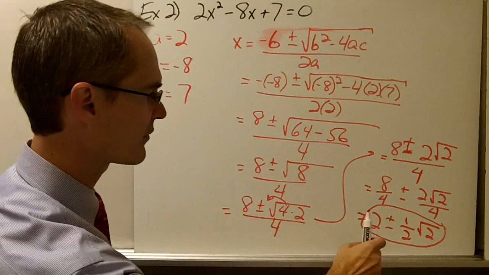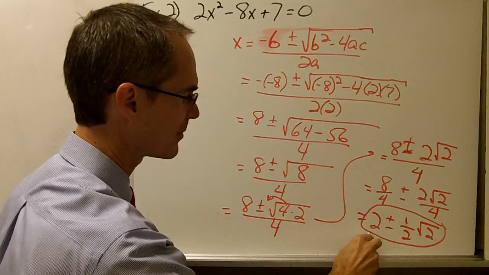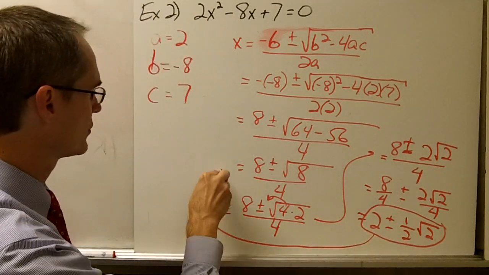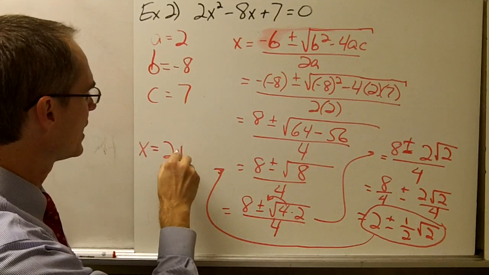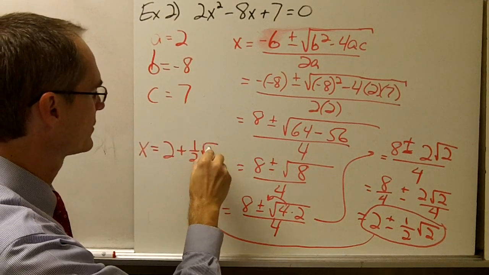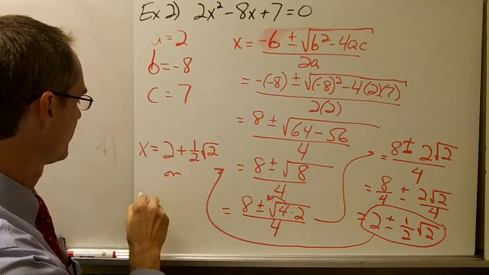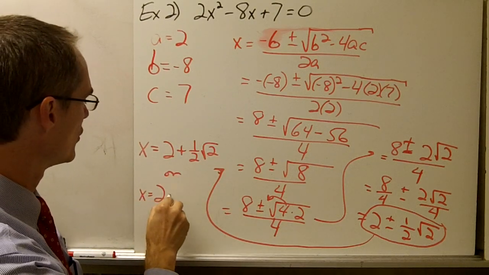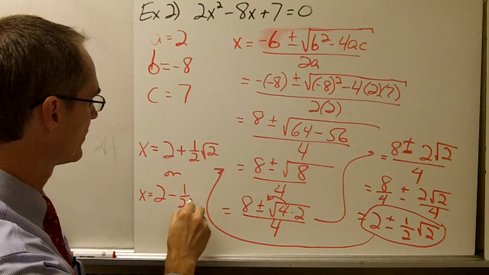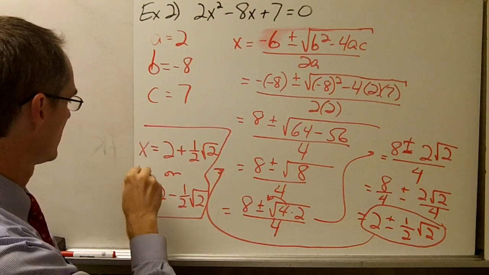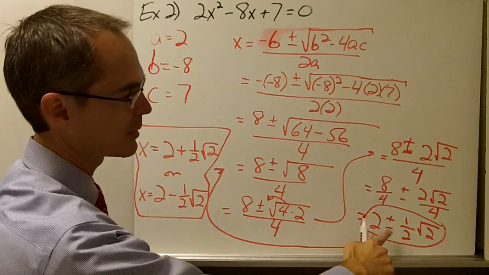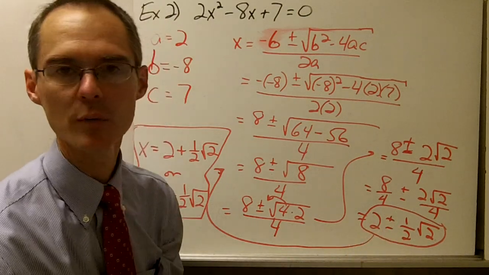Sometimes people prefer to break those apart and write them as two separate values. So for example, x equals 2 plus 1/2 times the square root of 2, or x equals 2 minus 1/2 square root of 2. And if you would prefer to write your answer like this, that's fine too. Most people just write it in this kind of compact form like that.